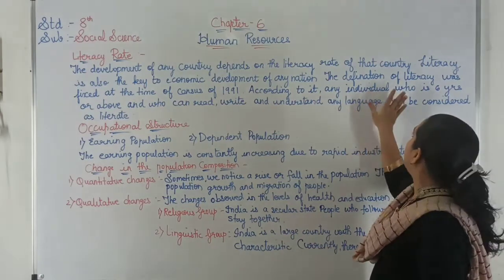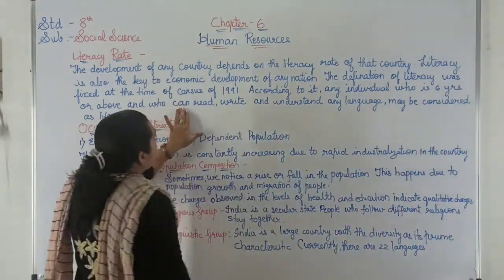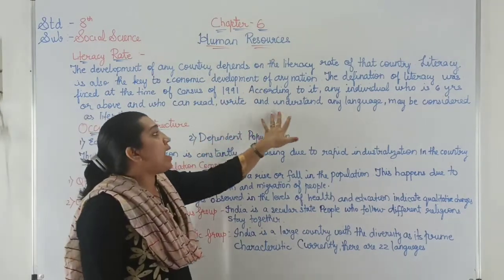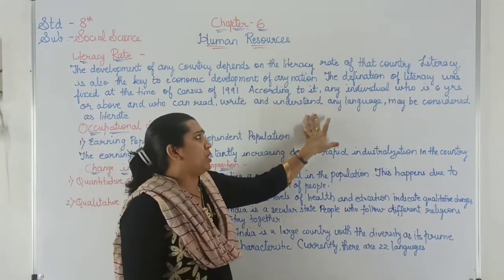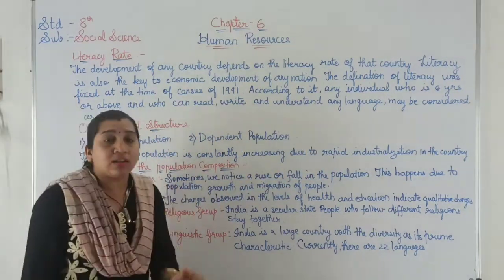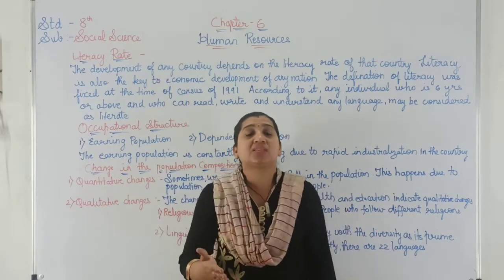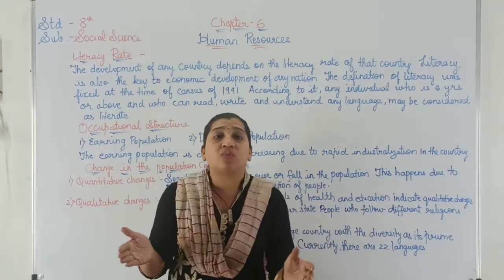Any individual who is 6 years or above 6 years who can read, write, and understand any single language may be considered as literate. And day by day, after the independence, we got independence from the hands of the Britishers on 15th August 1947.